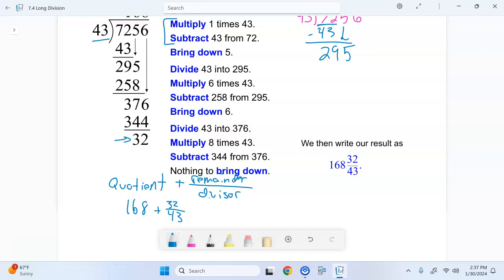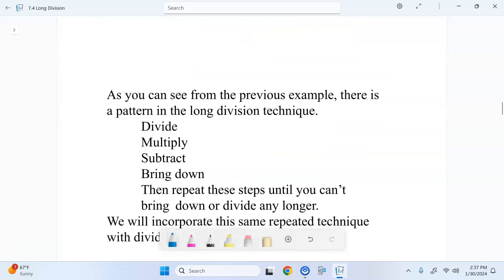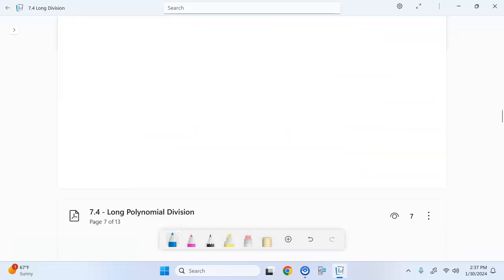We're going to do a very, very similar process with our polynomials. And it's going to be that kind of 4-step process. Divide, multiply, subtract, bring down, repeat. Over and over and over until we get to the point where there's nothing to bring down and I can't divide it. Sometimes we'll get a remainder, sometimes we won't. And there'll be some stuff that we expand on that. So we're going to go through that process.